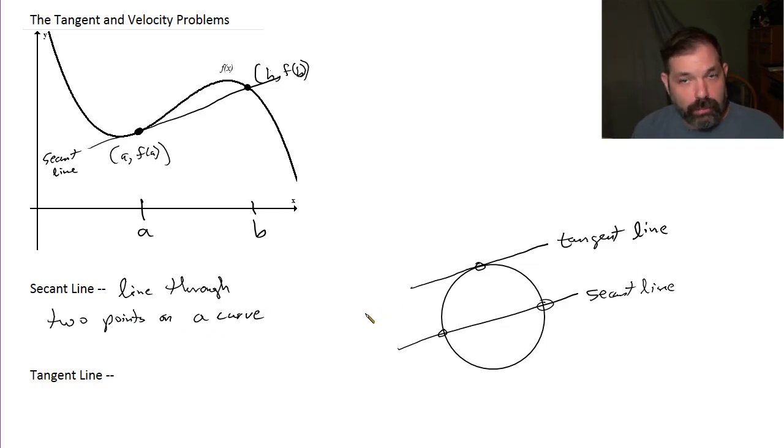And then a tangent line, just like a tangent line for a circle, is a line that just touches the curve at 1 point. So maybe at this point b, f of b, if I were to draw a tangent line to the curve, it might look something like that. There is possibly a tangent line to the curve at a point. So a tangent line is a line that touches the curve at 1 point.